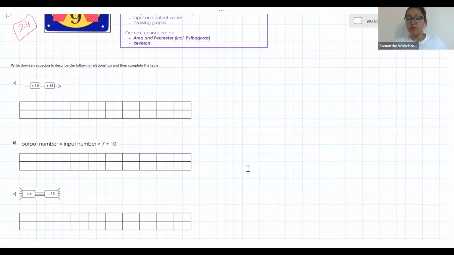There are certain graphs where you will need to use a ruler to draw them, so please do make sure you have one handy. But there are also ones that we draw freehand and are more like curves. So just bear it in mind.